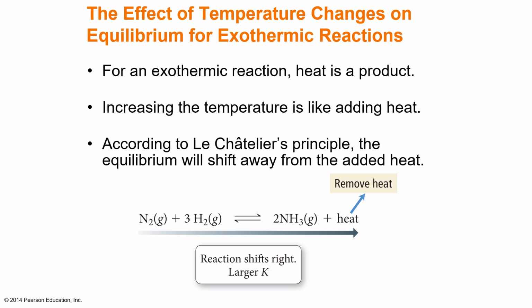If we remove heat, either by cooling the reaction, that means that we're removing heat, we're removing some product, and we're going to shift the reaction towards the product side.